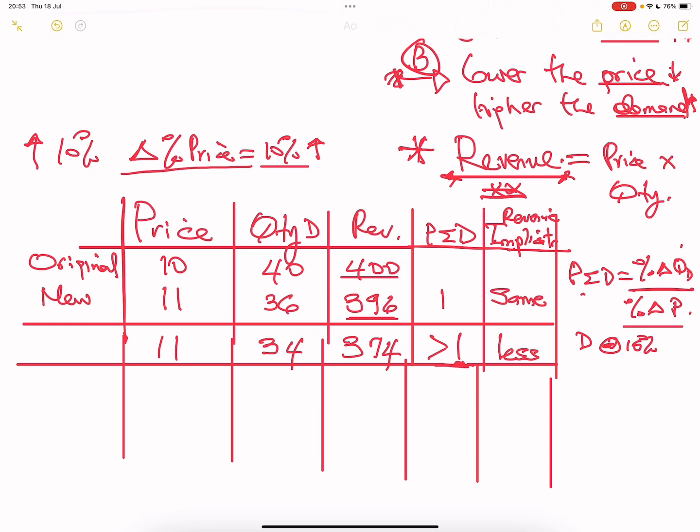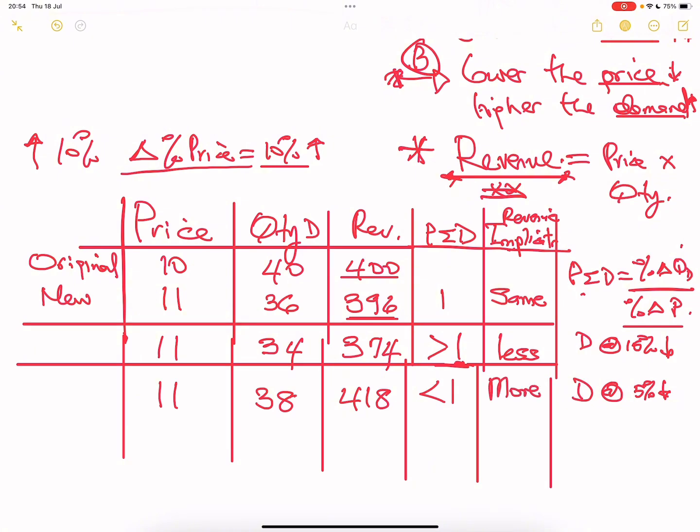Please take note. Another is inelastic, which means less than 1. Still a 10% rise in price. We expect the quantity demanded to also reduce because the price has gone up. However, because it's inelastic, this time around we expect the demand to decrease by less than 10%, let's say 5%, because it's inelastic. In that case, this will be 38, then we have revenue of 418. You can see now revenue is more.